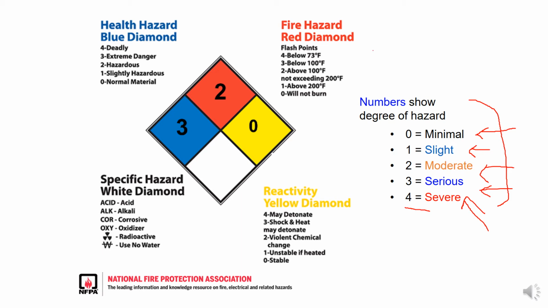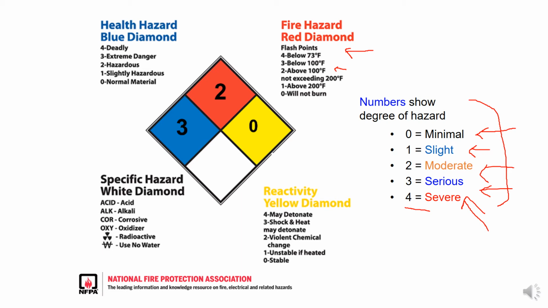For example, here is the red diamond for fire hazard. You can see for a severe hazard, the temperature will be below 73 degrees Fahrenheit. So if the chemical's flashpoint temperature is 73 degrees Fahrenheit, it means it's more dangerous. If the temperature rises to 75, it can cause an explosion, right? And similarly, below 100 is number 3, and above 100 is lower. So as the numbers go down, the temperature is increasing.